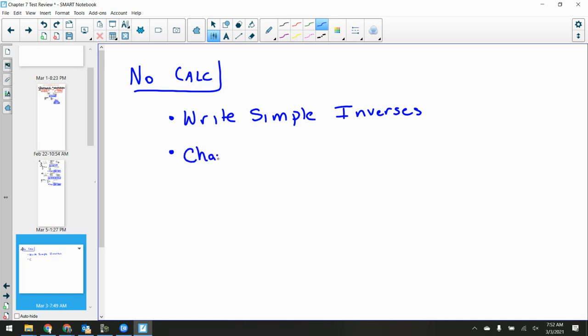Changing forms. I mean, that should be easy points right now. Changing forms. What do I mean by that? Going from logarithmic to exponential and exponential to logarithmic.